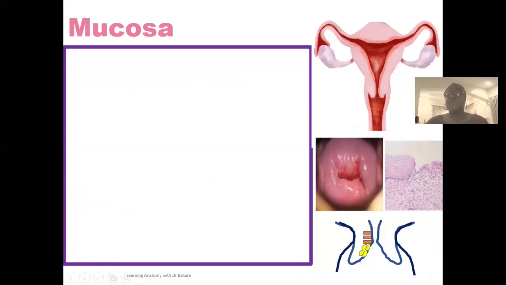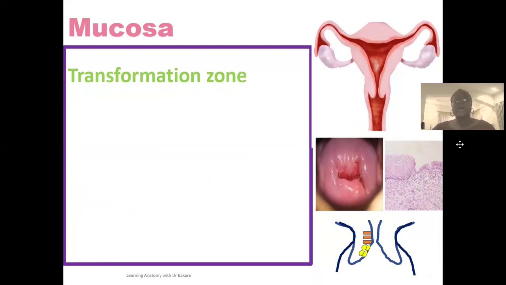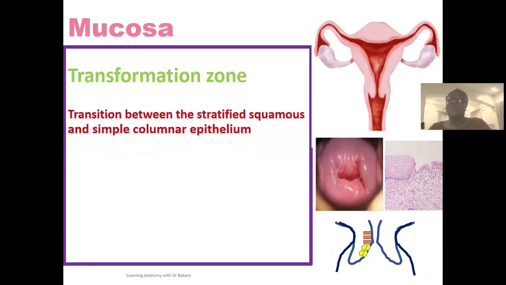We say that the transformation zone is a point where the mucosal lining of the endocervix becomes transformed into that of the exocervix. Remember, we already established that the endocervix is lined by simple columnar epithelium, which is continuous with the epithelial lining of the uterus, while the exocervix is lined by stratified squamous epithelium, which is continuous with the epithelium lining the vaginal canal. The point where this transition occurs is what we refer to as the transformation zone.